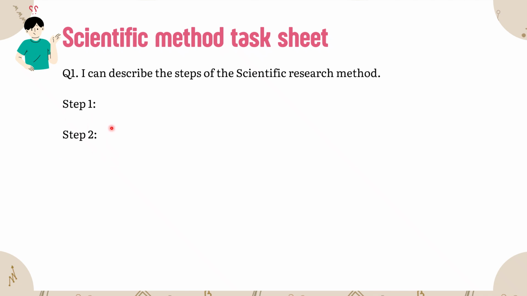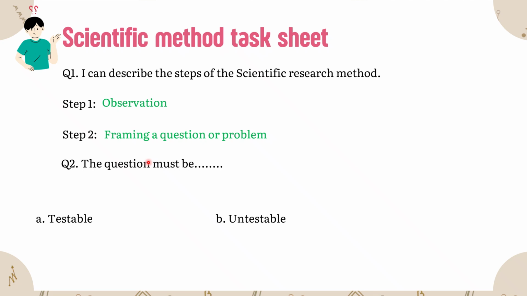As we discussed in the previous session, whenever we start with the scientific method, we always start with a question. But in order to get a question or a problem, we always have to observe the things in our surroundings. Okay, so our first step is the observation and the second step is framing a question or a problem. Now, the next question is: the question that we will be framing must be option A, testable, or option B, untestable.